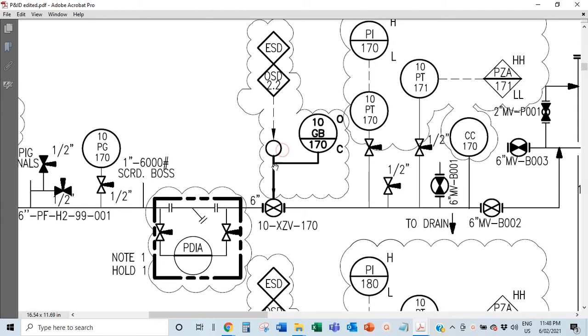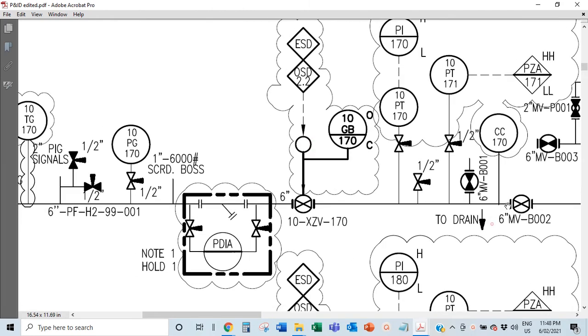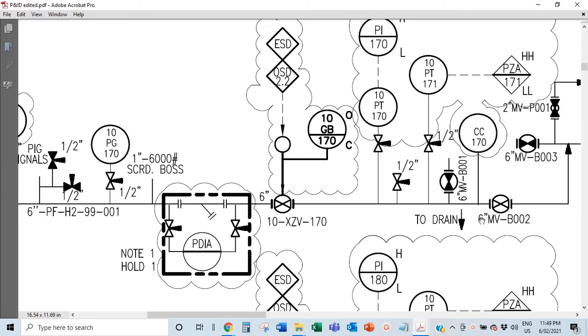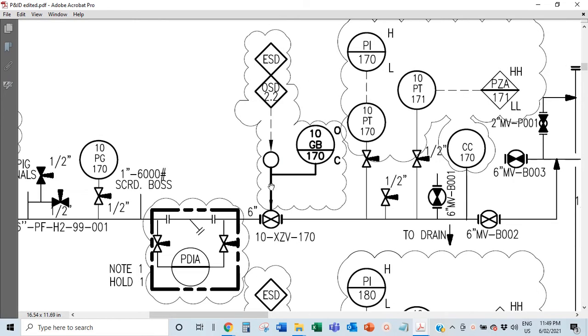It's a motorized valve. Normally you see some valves just like this one here. That is just a normal valve. This is motorized because it has this actuator on top. That means it's controlled from the control room or by some trip. And this is the tag of the valve. Remember, everything is uniquely tagged. All tags are different.